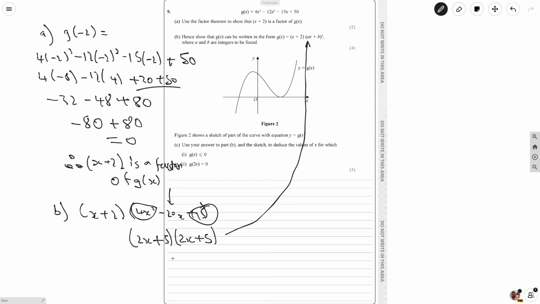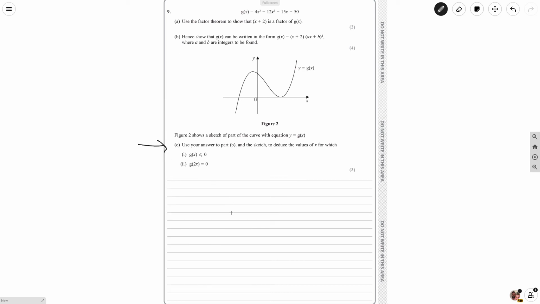So you write this out, and then maybe you just double check it. If I double check that, I'm not going to get minus 20x in the middle. So I go back and change my two signs to minus, and then I double check again. And I think, oh yes, that's going to work. I'm going to get 4x squared, minus 20x, and plus 25. So when you look at the form of this answer, A is equal to 2, and B is equal to negative 5. That's the final answer to part B.